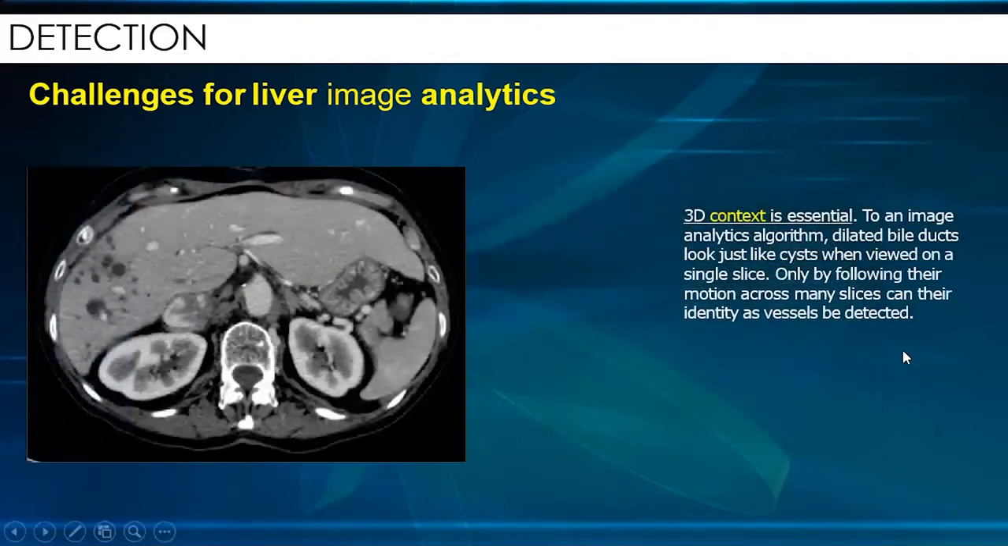Another great challenge for AI software is represented by the so-called 3D context, because it is essential. If we look at a single slice, the software may not be able to recognize a cyst or biliary tree dilation, while if it works with a 3D approach, it is more able to distinguish each different entity.